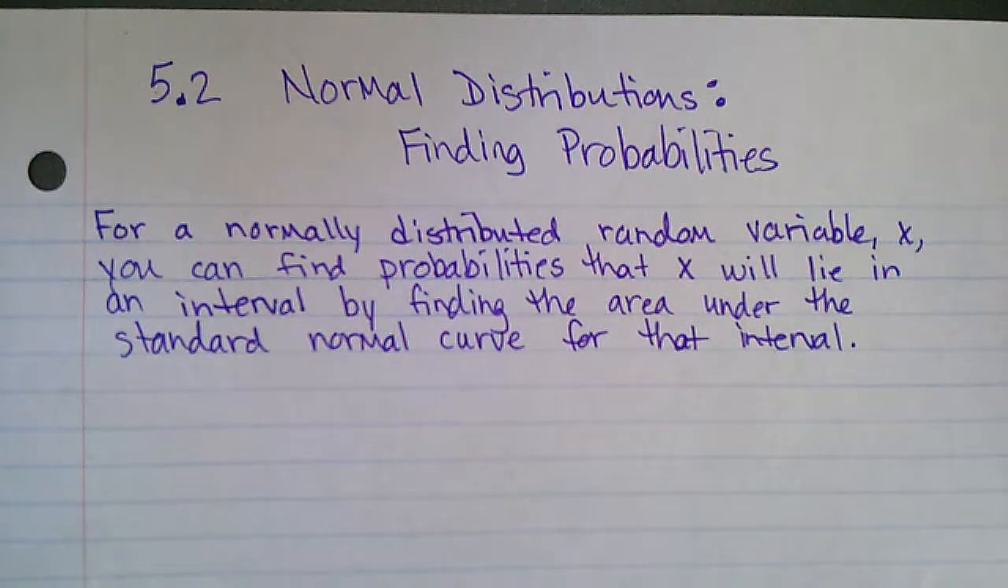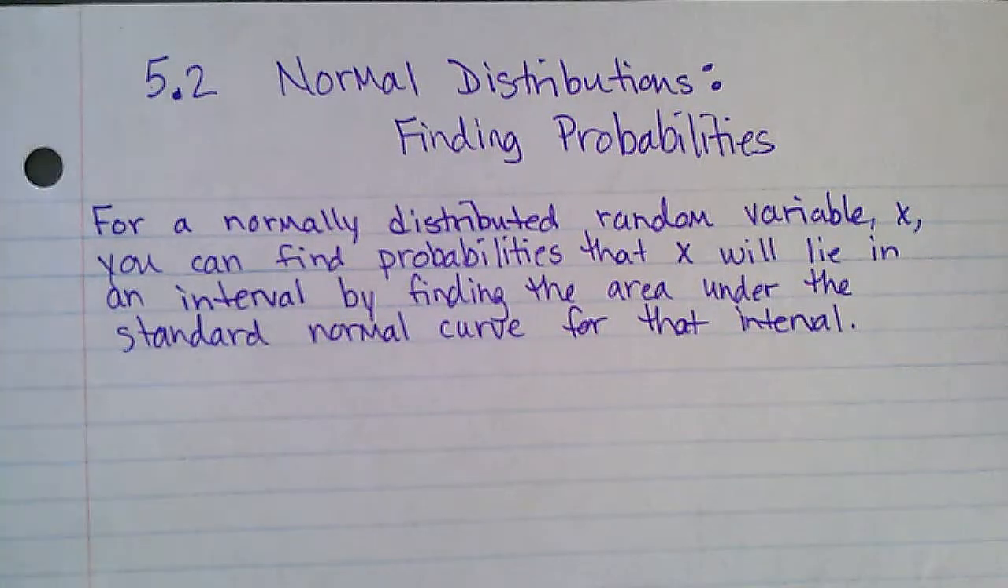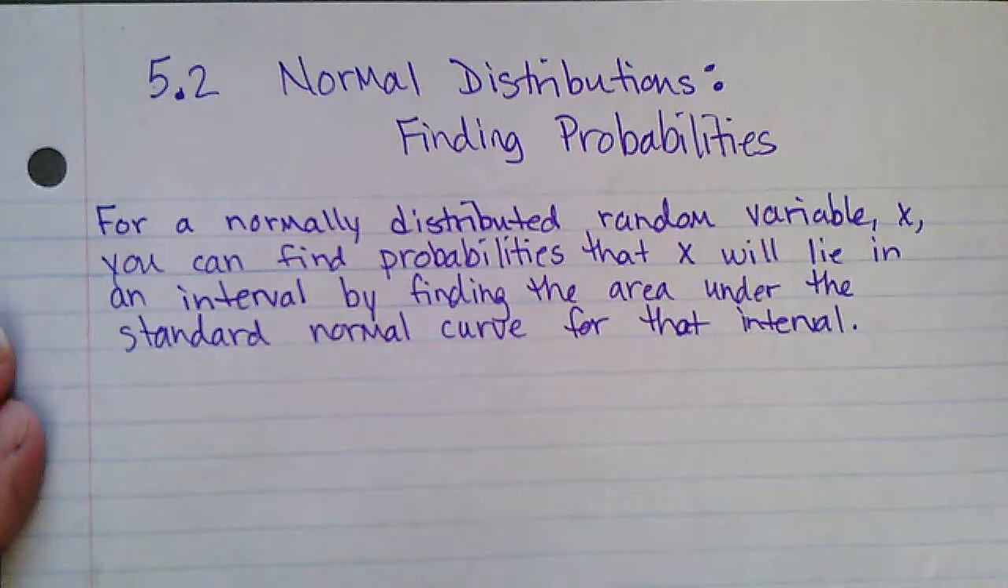In section 5.1, we learned how to use the standard normal distribution to look up areas, and that translates into finding probabilities. In section 5.2, we are going to apply that to some story problems to be able to figure out probabilities. So here's the thing. If you have a normally distributed random variable x, you can find probabilities that x will lie in an interval by finding the area under the standard normal curve for that interval.